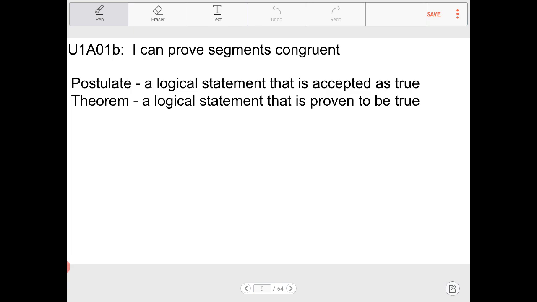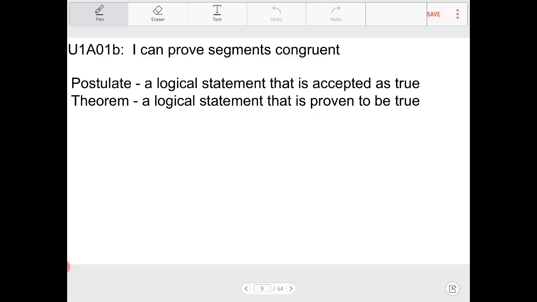A postulate is an idea or a logical statement that is accepted as being true, as being factual. There's no reason to argue against it. Whereas a theorem is something that has to be proven, okay? And I want to get into some of the differences between the two.